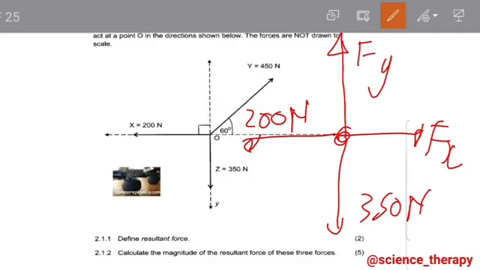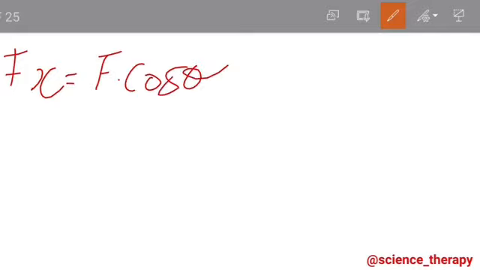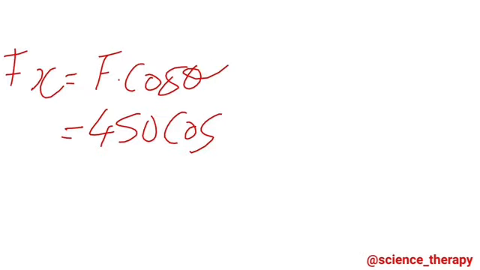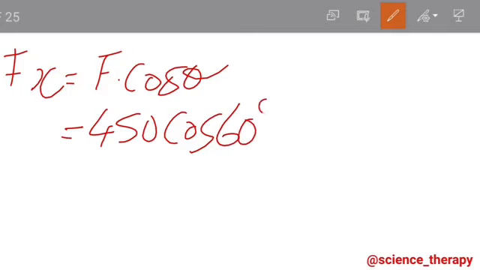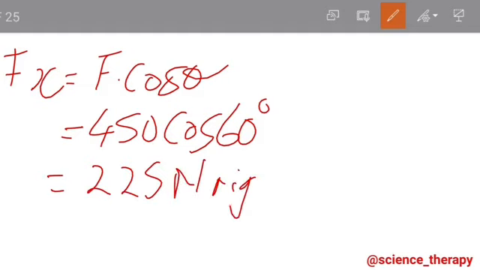Right. Now we need to calculate the magnitudes of your components, the Fx and Fy. We have to use this force here, 450 newtons. Starting off with Fx, again it's F cos theta, and the magnitude of the force is 450. Then that's cos. What's the angle that we've been given there? 60 degrees. So cos 60 degrees. You punch that in your calculator. It gives us 225 newtons. To which direction? Right.